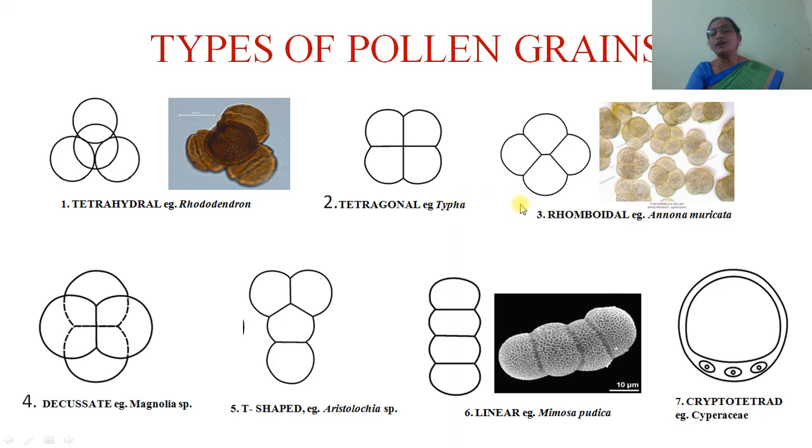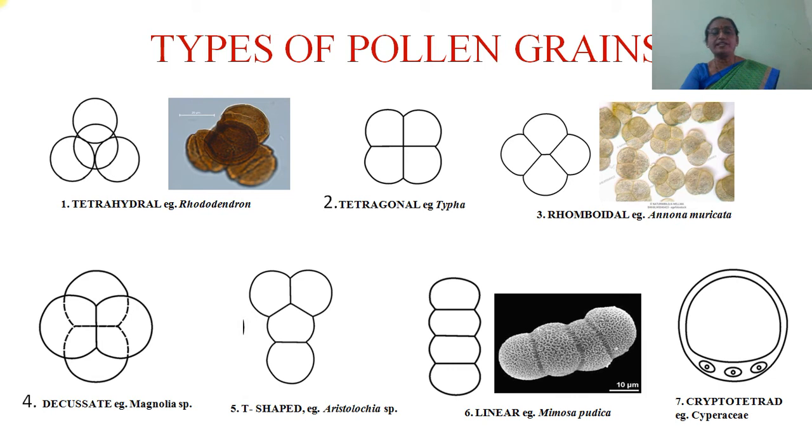The third one is the rhomboidal type, and this is the diagrammatic representation of a rhomboidal tetrad, and this is the actual diagram where we can see the pollen tetrads. This example is found in Annona muricata. The fourth one is the decussate type, and it is specially found in Magnolia species. In the decussate type, when we focus on all four pollen grains under the microscope, in one focus we can see the first 2, and in another focus we can see the other 2. Therefore it is called a decussate type.